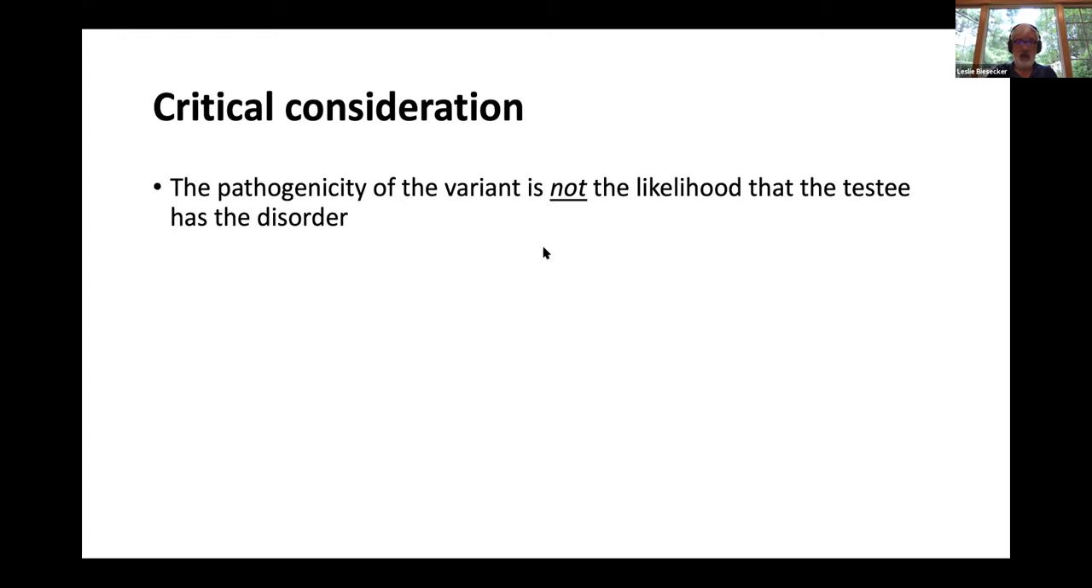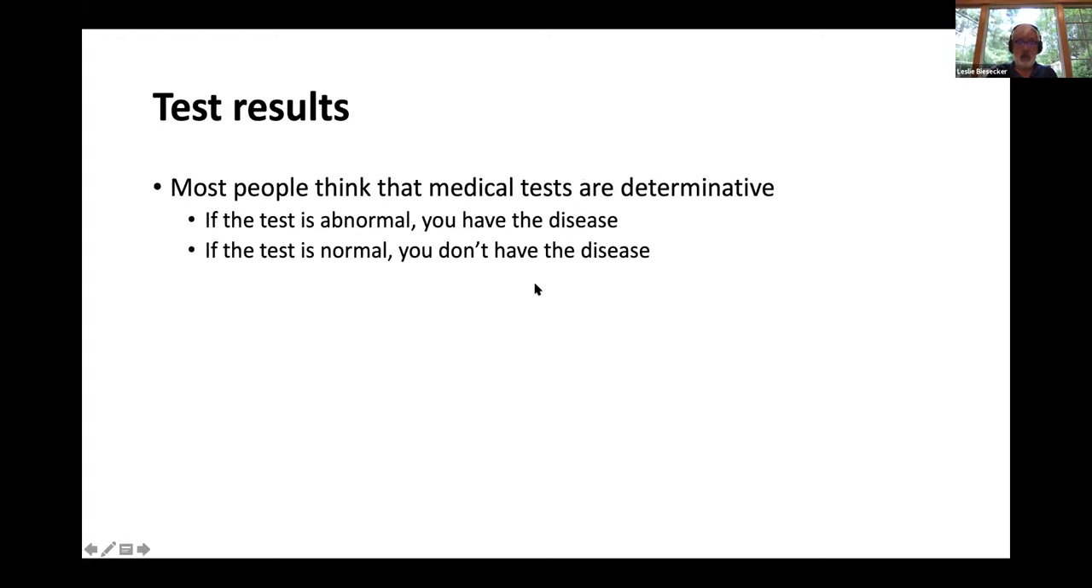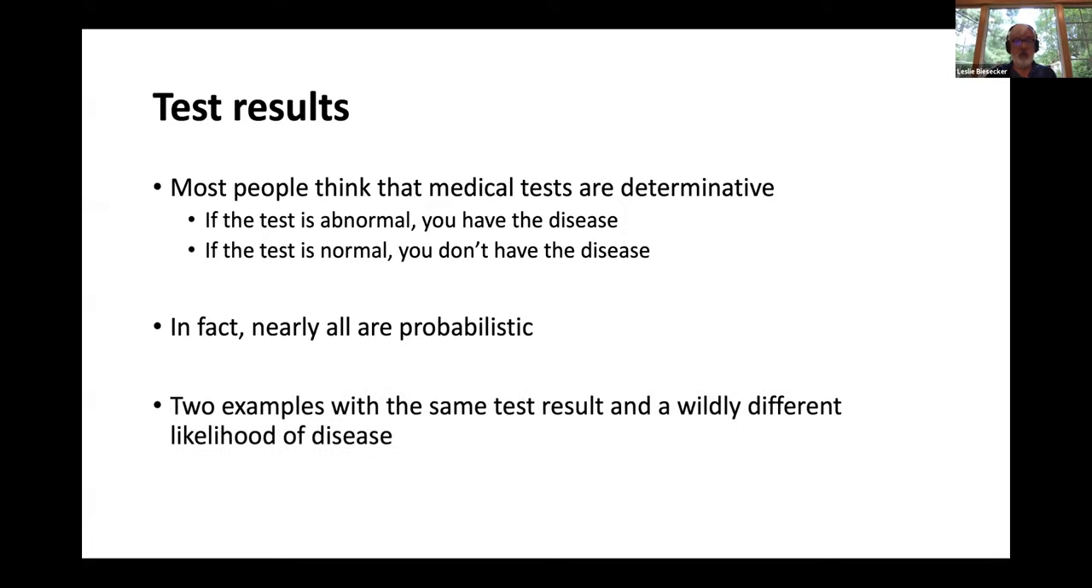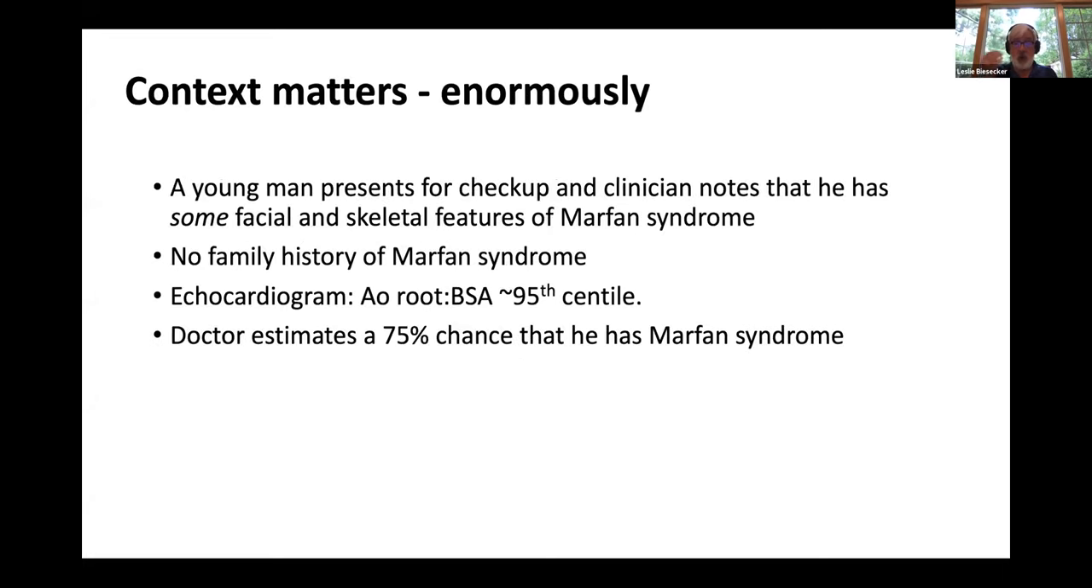And this is because, in fact, this is probabilistic, right? A lot of people have the misconception that medical tests are determinative, that if the test is abnormal, you have the disease, and if the test is normal, you don't. But that's not how it works. In fact, nearly all tests are probabilistic. And I'll give you an example of the same genetic test that gives two very different likelihoods of disease. And it's all about the context.